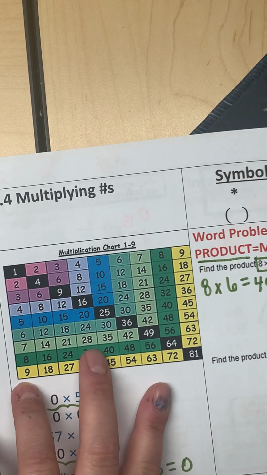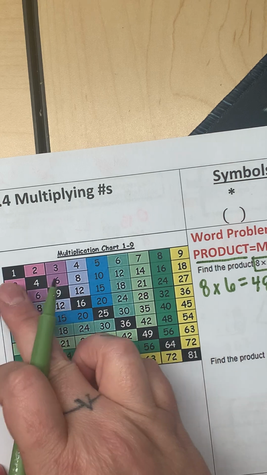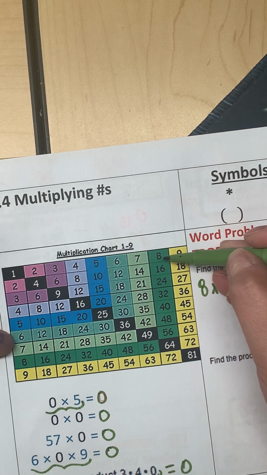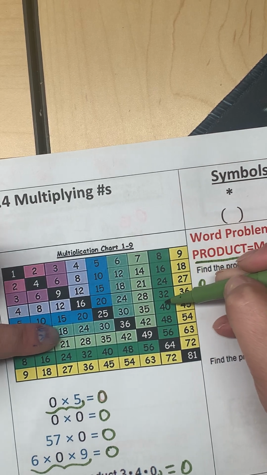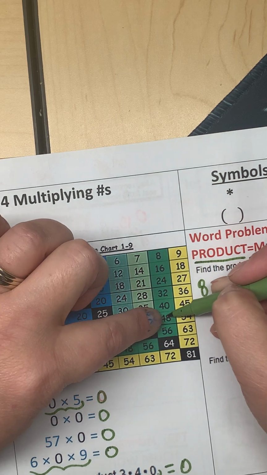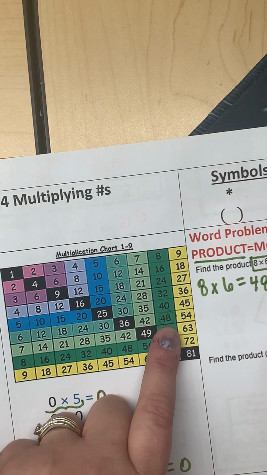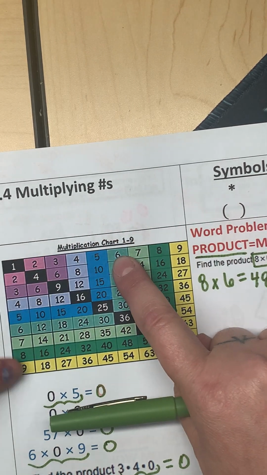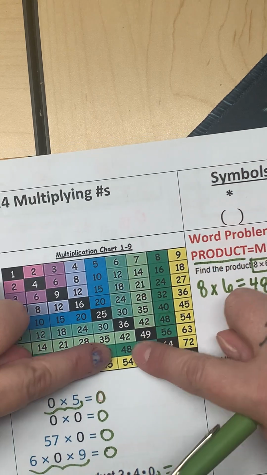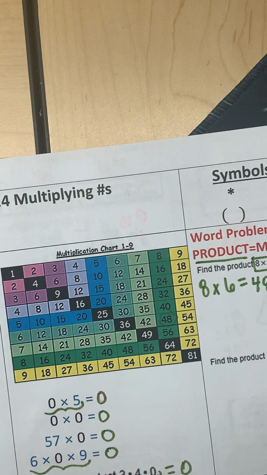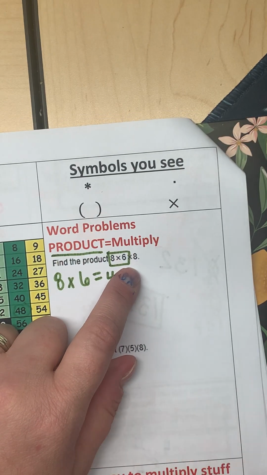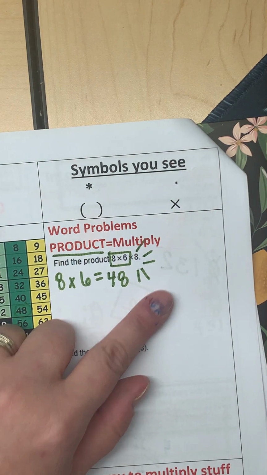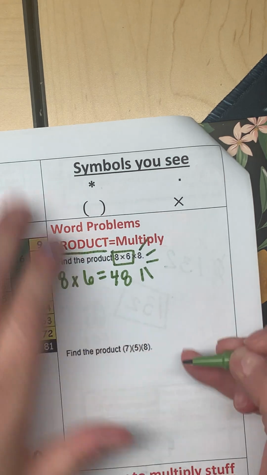Or if you wanted to look at it from this multiplication chart, you look for 8 on the top, 8. You look for 6 on the left, 6. And then you find where those two meet, and they met at 48. Or we can do it backwards. We can look for 6 on top, 6, and 8 on the left, and find where they meet, and it's still 48. Okay, so 8 times 6 is 48. But then we have to multiply by 8 again. Oh my goodness. Okay, so let's multiply it by 8.